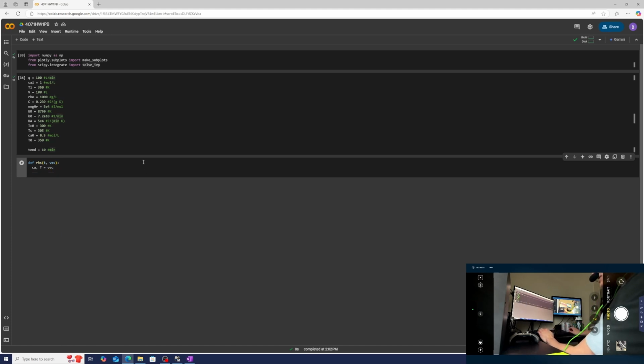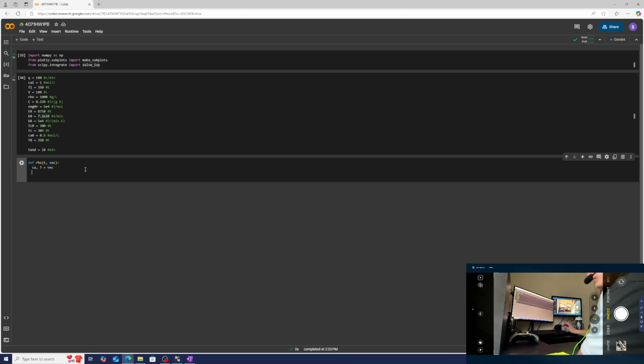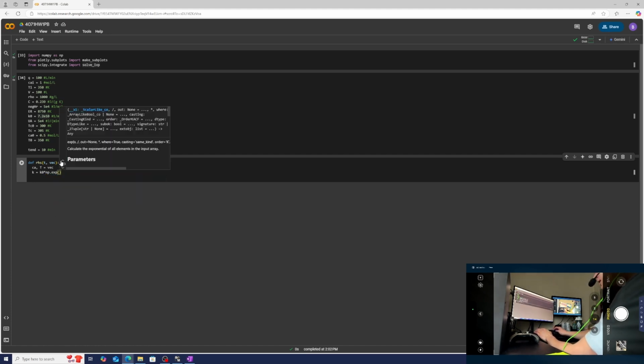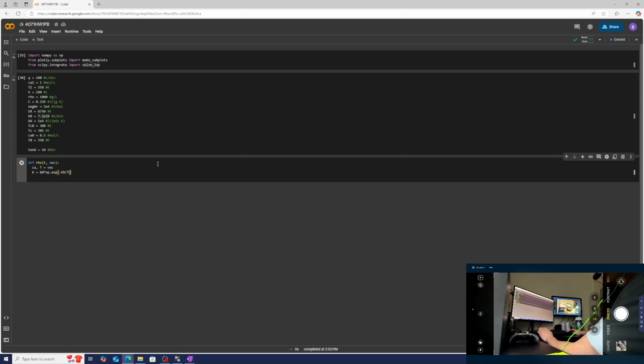It's important to note that the k we are given in the problem statement is our k0, which is not a constant and is dependent on our temperature. With more heat, it will react faster, and with less heat, it will react slower. So our k that we'll use in our calculations is equal to k0 times exponential of negative ER over our temperature, which will be changing.